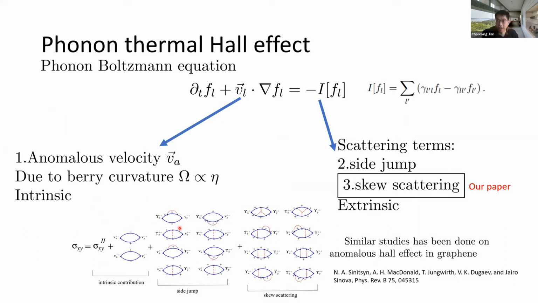Actually, I was going to ask about this very quickly. The side jump is presumably also something in the collision integral, and could you... In the collision, yeah, I'll talk about this later. Oh, you will talk about it. Okay, thank you. All right.